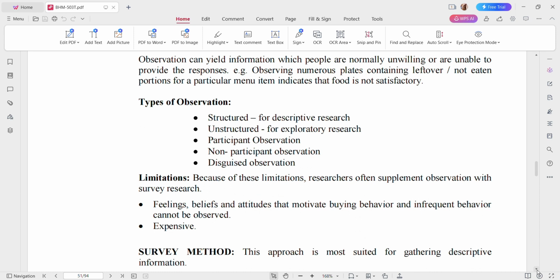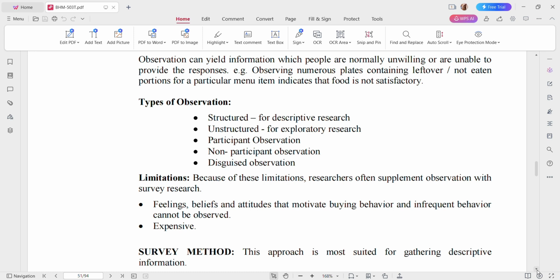Structured is for descriptive research, and unstructured is for exploratory research. We also have participant observation, non-participant observation, and disguised observation. Like I mentioned earlier, the hotel guest who is disguised as a guest, but he is really a researcher, observing, no? So that's it.